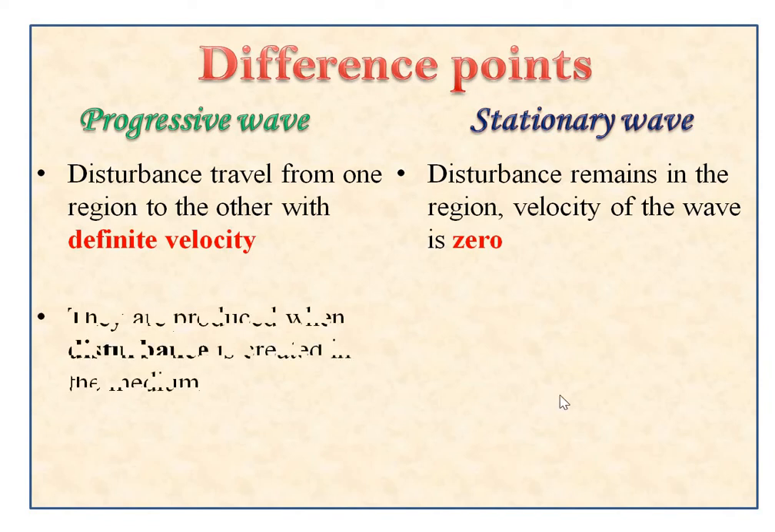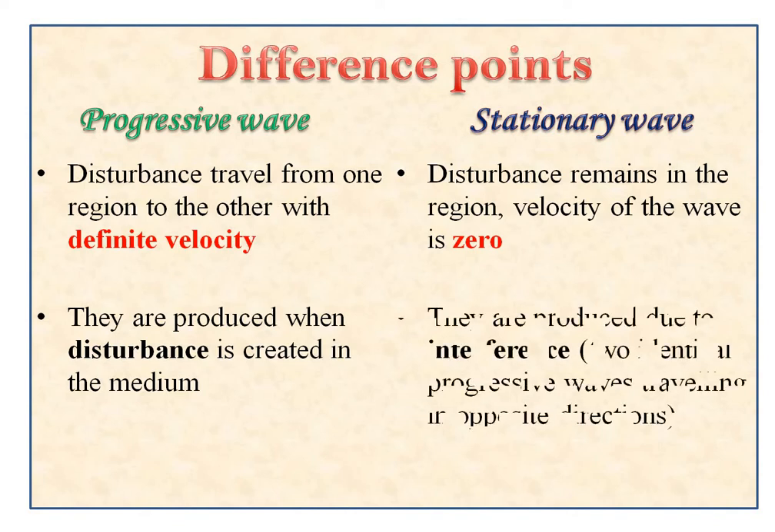Next difference point: progressive waves are produced when a disturbance is created in the medium. And stationary waves are produced due to interference. As we know, there are two identical progressive waves traveling in opposite directions. So stationary waves are produced due to the interference effect.